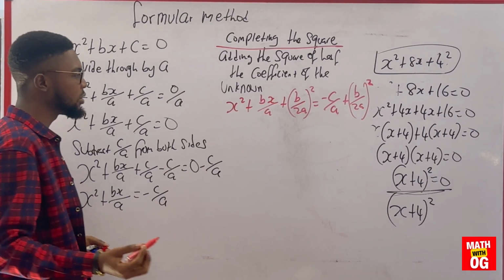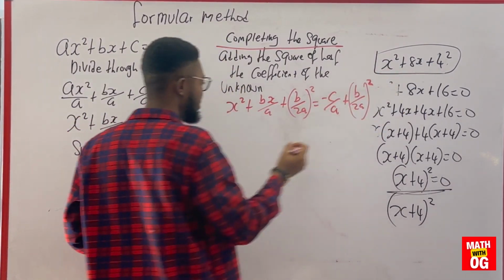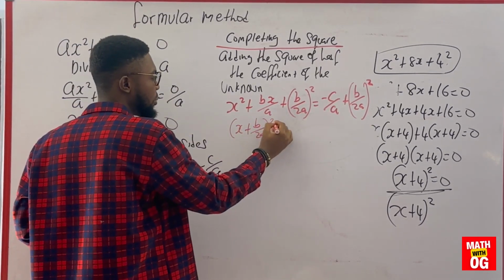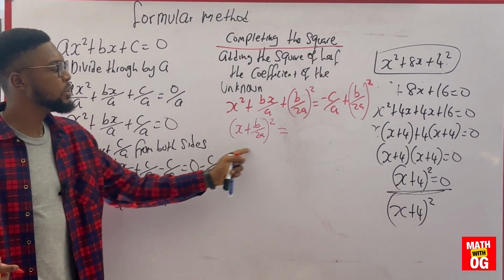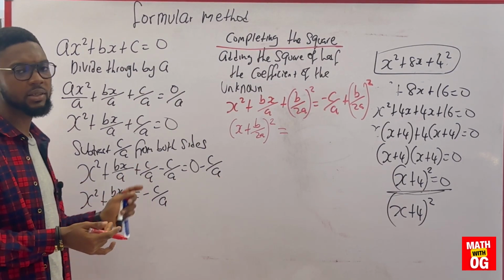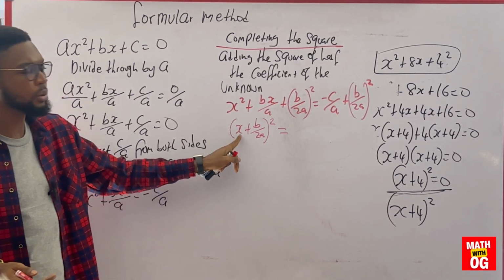Now, how do we solve? I just say that you pick this and you pick this. So this will give us x plus b over 2a raised to the power of 2. You see, by making the left-hand side a perfect square, I've been able to factorize the left-hand side. So that's the whole essence of making the left-hand side a perfect square. So I can factorize, and when you factorize, you can easily make x the subject of the formula.